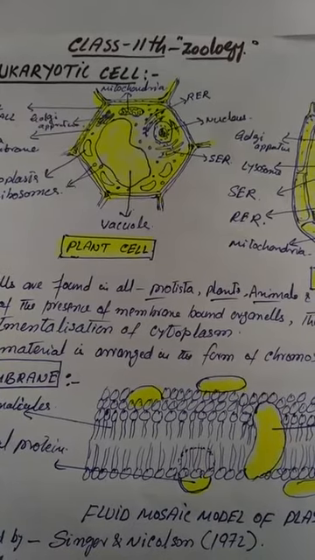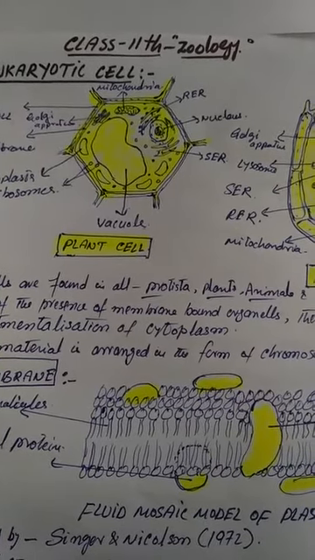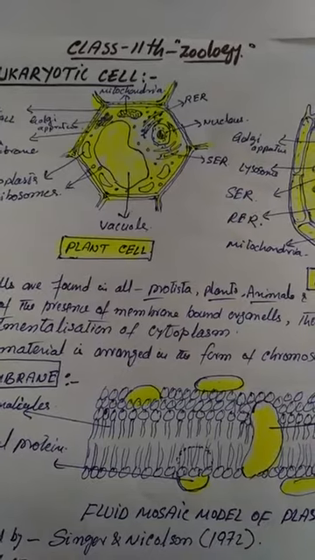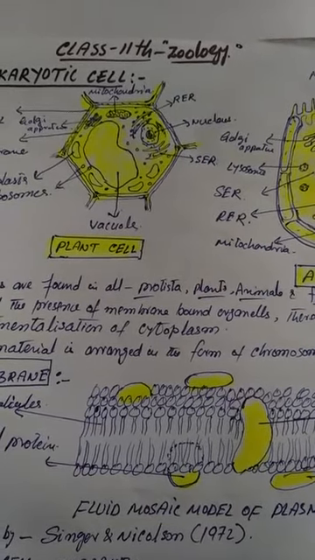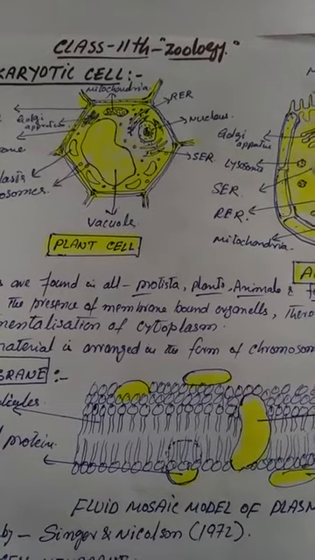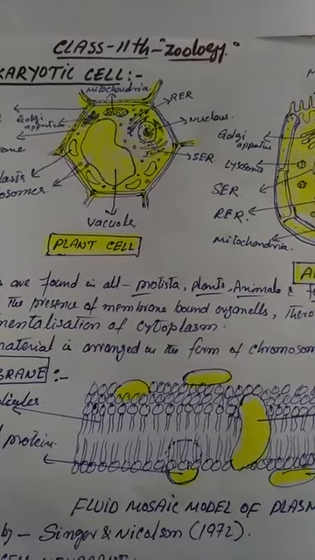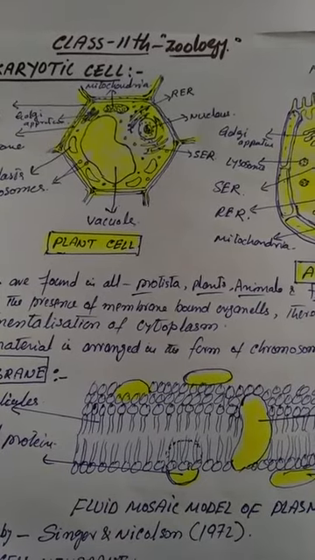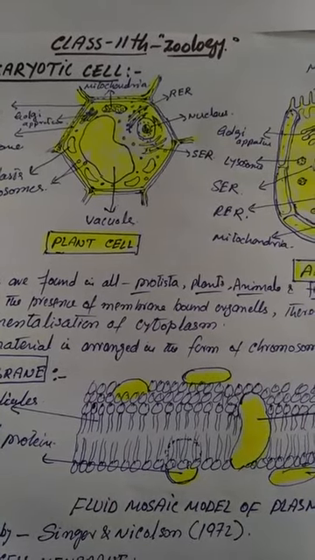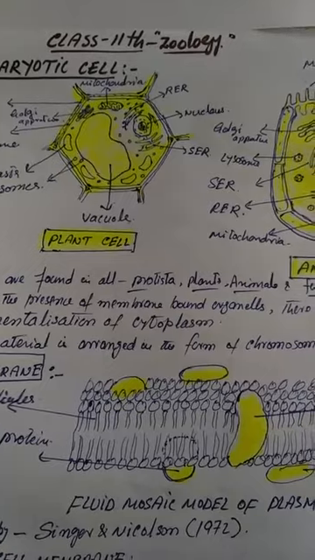Since we have started in our previous topic a new chapter, Cell, the unit of life, and we have studied about the differences between the prokaryotic and eukaryotic cells. Now today we will discuss the structural details of the eukaryotic cell.